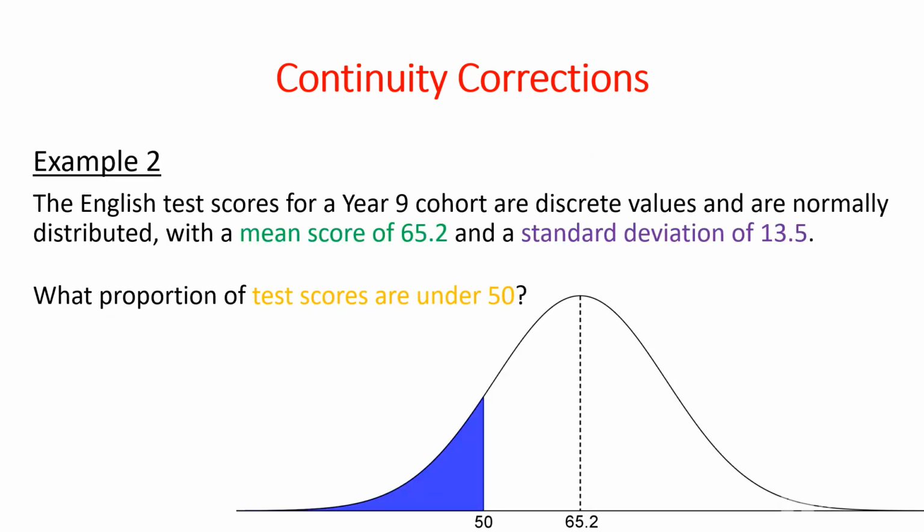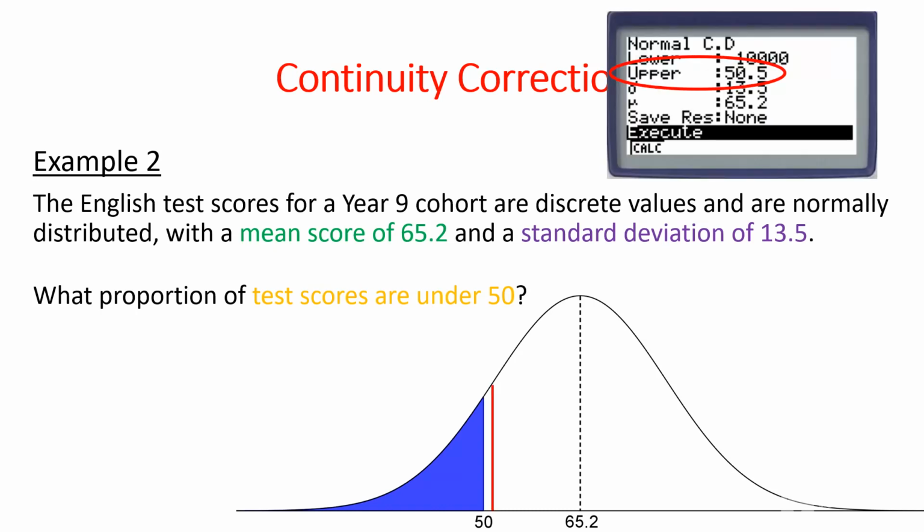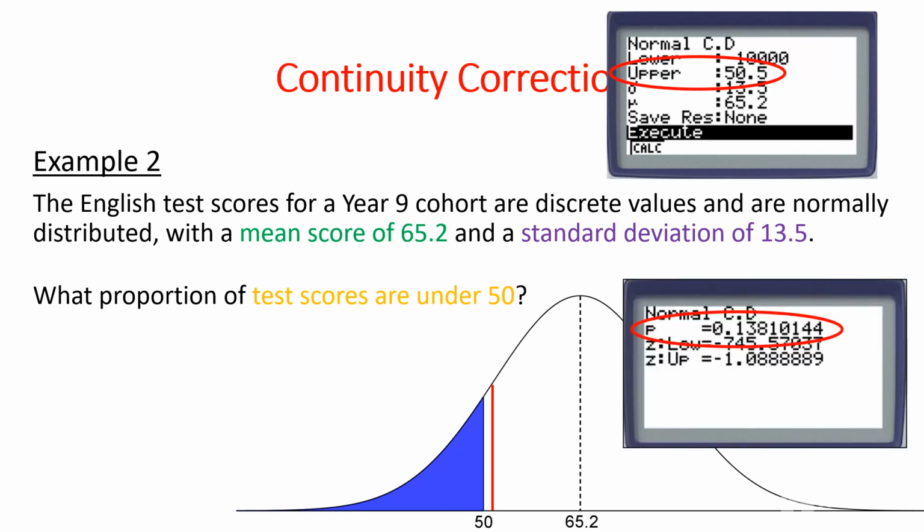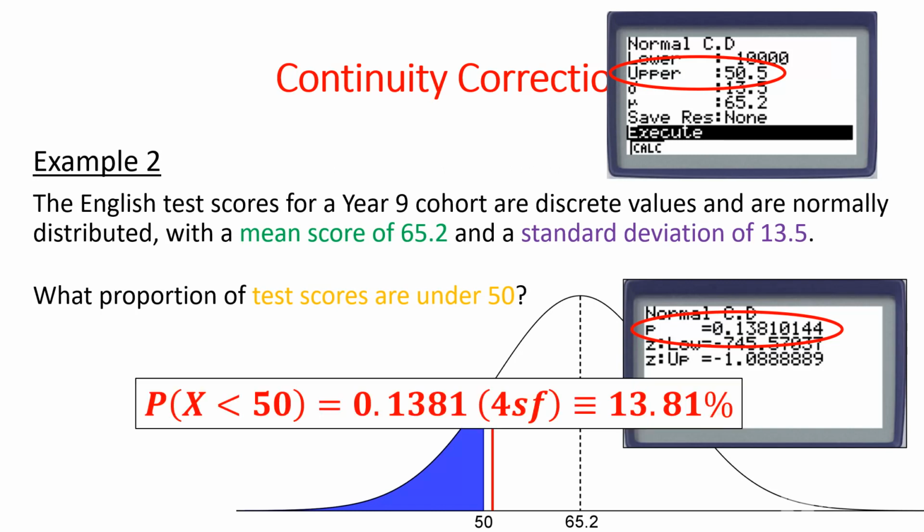So coming back to our test, instead of putting an upper boundary of 50, we're going to adjust it and go up to 50.5, because remember 50.1 will get rounded down to 50 and so on. So we'll adjust our upper boundary and we'll go and redo our calculation, and instead of getting 13%, this time we get a probability of 0.1381 or 13.81%, which is a tiny bit more accurate for our calculations.